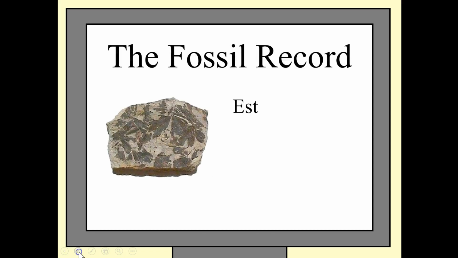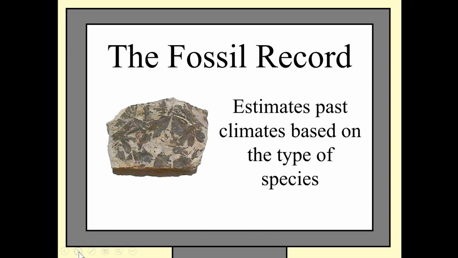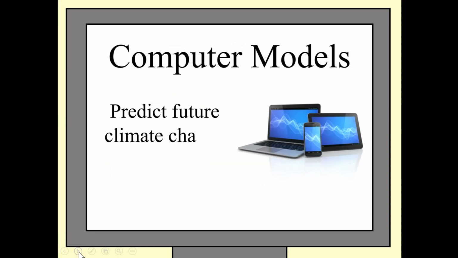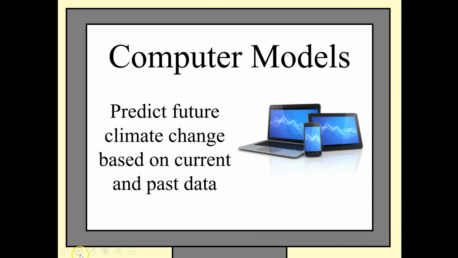Lastly, we can look at the fossil record. This estimates the past climate based on the type of species. If we see tropical plants and animals, we can guess that that area used to be tropical. And then to predict the future, we use computer models. We use these to predict climate change based on the current data we have and data from the past.